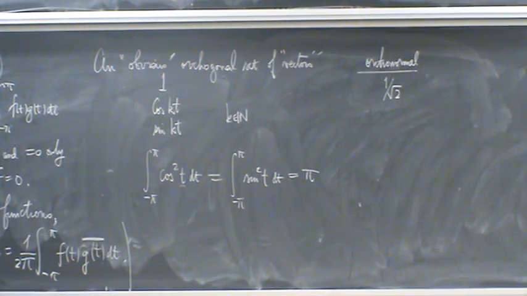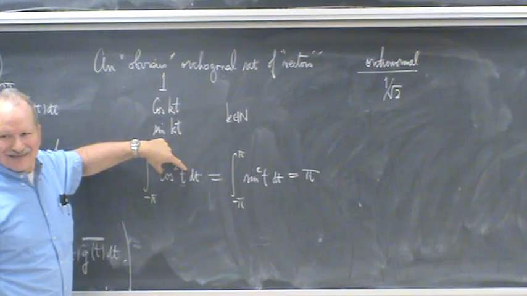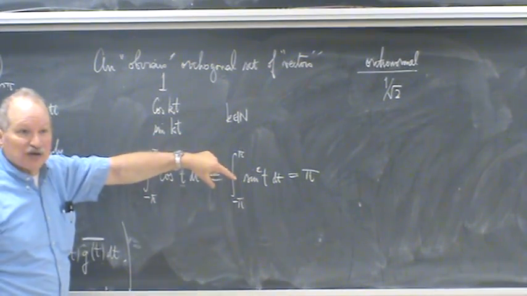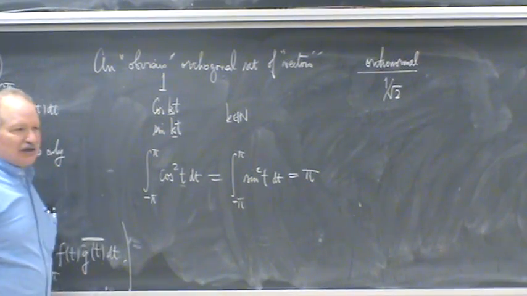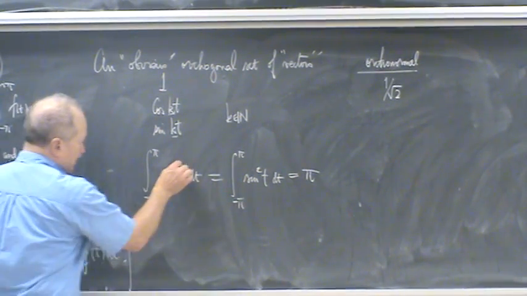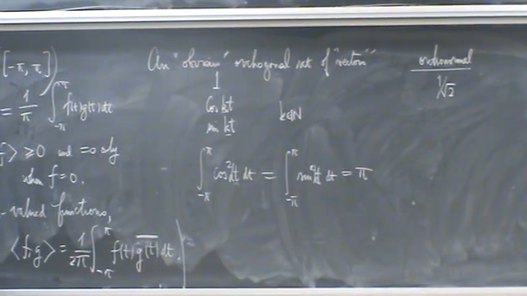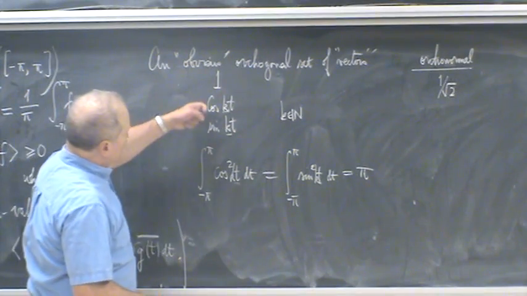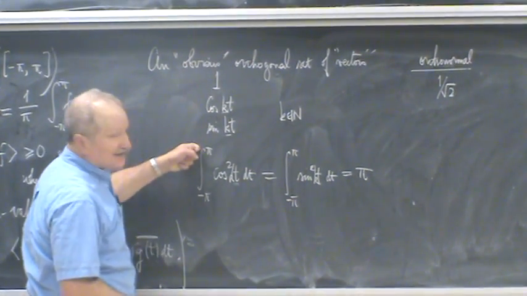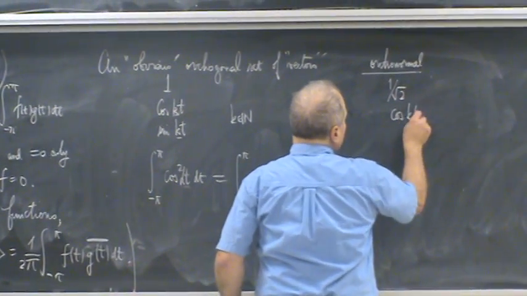So that's why the 1 over pi is here, because that means that cosine of t will be a unit length vector, and sine t will be a unit length vector. And you can check that putting any integer there doesn't change this. So in fact, it's true with k's here. Just make the substitution and check. So these are unit vectors.